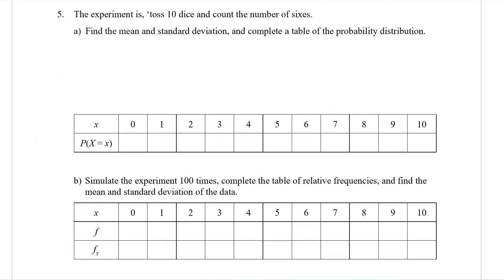Question 5. The experiment is to toss 10 dice this time and count the number of sixes. Find the mean and standard deviation and complete a table of the probability distribution.